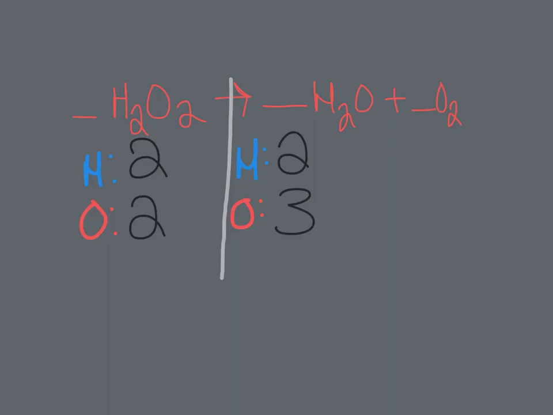So we multiply by 2 over here. This becomes 4 and this becomes 4. Then over here you multiply by 2 and this becomes 4. Oxygen becomes 4 because 2 times 1 is 2 and 2 times 1 is 2, and when you add them both together, you get 4.